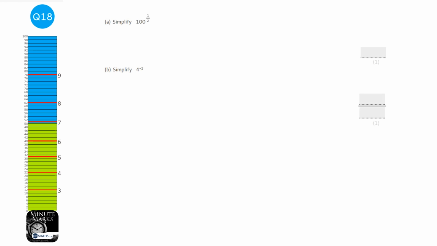Now both these questions just rely on you remembering the rules. The most common wrong answer for A is 50. Anything to the power of a half is a square root. So the square root of 100 is 10. So the answer is 10. Now you could have had plus or minus 10, but for this question they normally aren't that fussed about having the negative version.